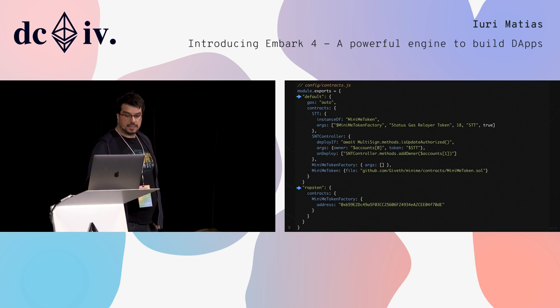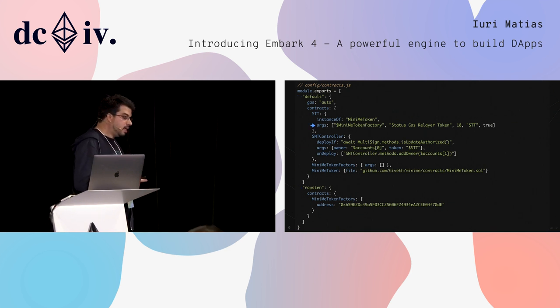So in this case, there is this MiniMe token factory, which is already deployed on Ropsten. So we define it there. So when we deploy to Ropsten, it will take the configuration of default, merge it with Ropsten, and in that case, it will not try to redeploy MiniMe token factory. We'll just reuse that address.